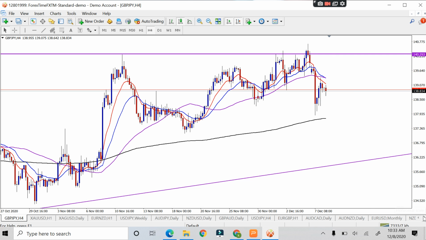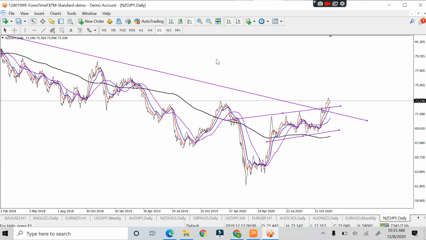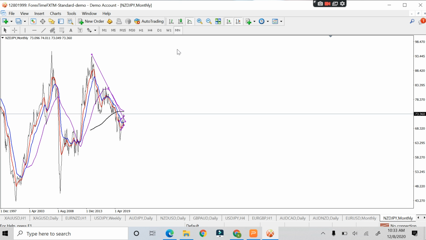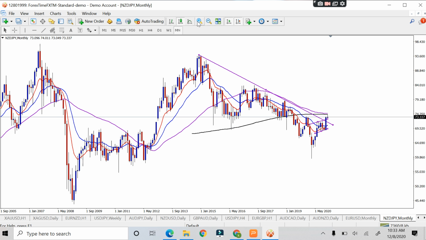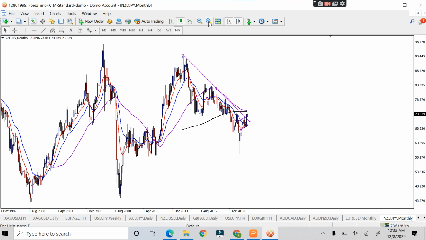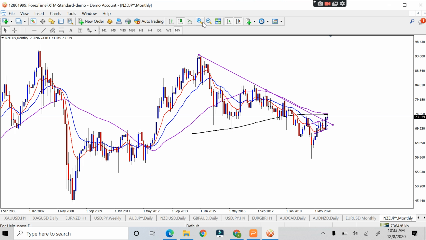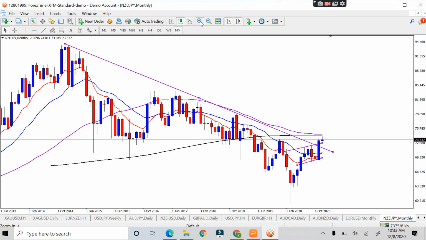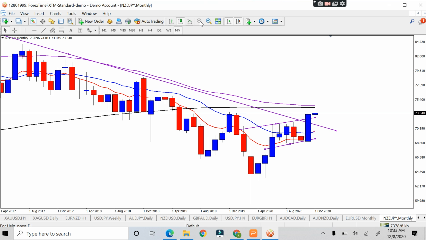For NZD-JPY, as usual, we're going to go to monthly, and I'm going to look at my candlestick chart. I've shrunk it out a bit so we could see what's happening. There's a downtrend line drawn, but it looks as if there has been a break through the descending trend line.